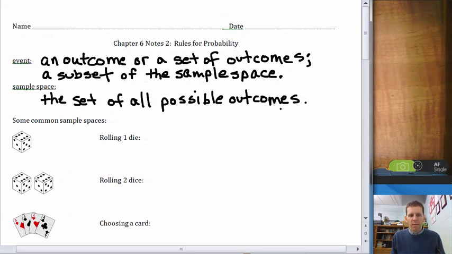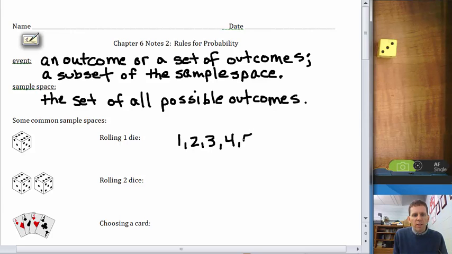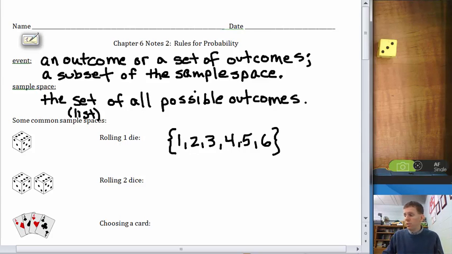For example, rolling one die. If you're rolling one die, the sample space is any single number that could come up. I just rolled a 3, but a 3 is just one of 6 different outcomes that could happen. You could roll a 1, a 2, a 3, 4, 5, or 6. Typically, when you write the sample space, because it is the set of all possible outcomes, we want to list them all. And traditionally, we put little set brackets around it to show that it is a set. So, a sample space for rolling one die: the possible outcomes are rolling 1, 2, 3, 4, 5, or 6.